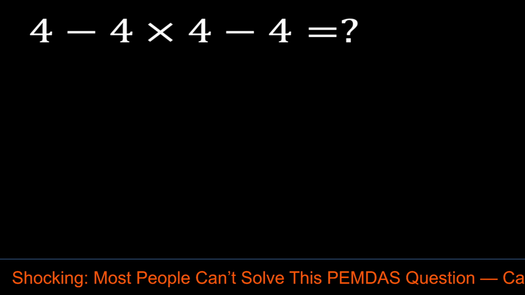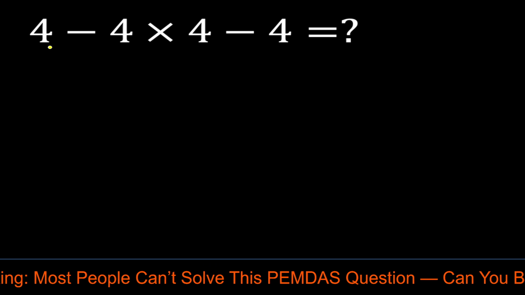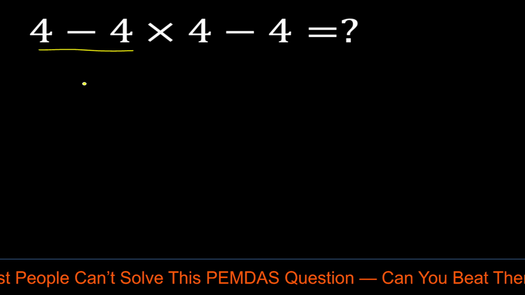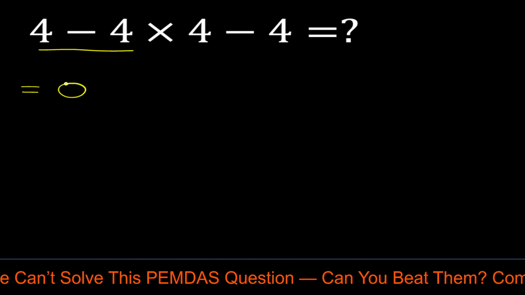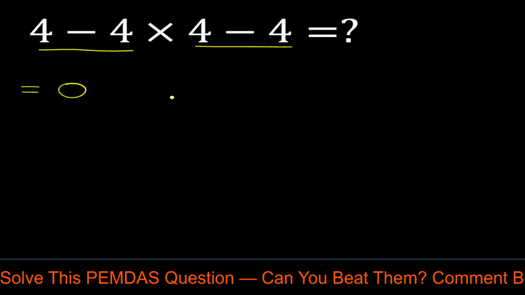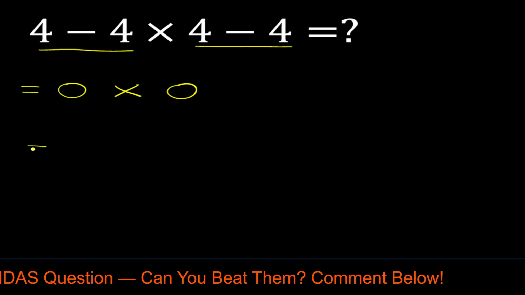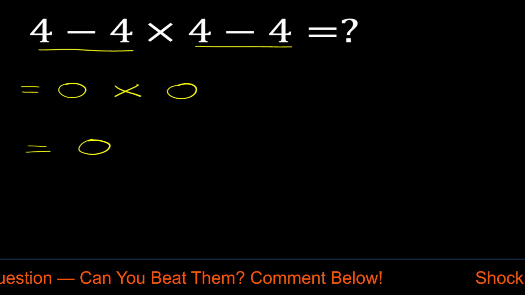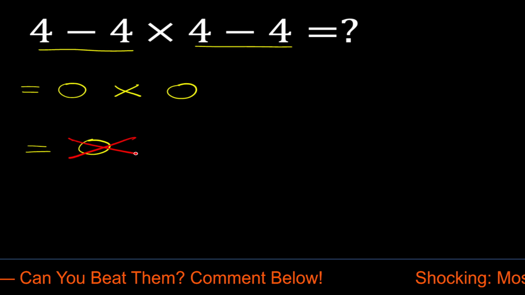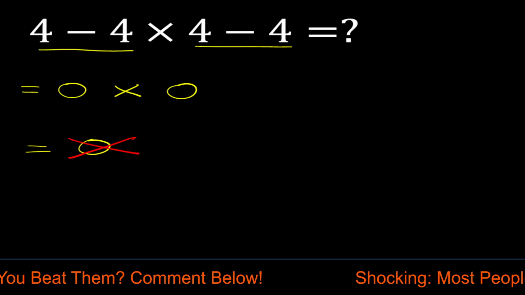So most people solve this question like 4 minus 4 is equal to 0, right? Then again 4 minus 4 is equal to also 0. So now 0 times 0 is equal to 0, right? But this answer is not correct. This answer is completely wrong.